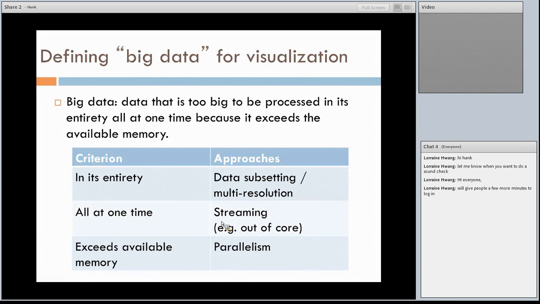If you don't want to process it all at one time, then you can do streaming or out-of-core techniques where you load in pieces and operate on those pieces and then discard them and load the next piece. And then the third criterion is that it exceeds the available memory.